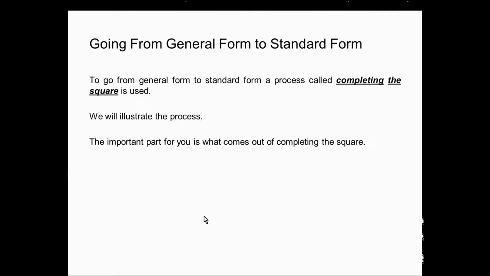Okay, the important part for you is what comes out of completing the square. I will never make you solve an equation by completing the square. The book might, someone else might, even my math lab might. In my math lab, after you write down the answer, it doesn't know how you got it. So I will never make you solve an equation by completing the square, and I'm not going to hold you responsible for completing the square.